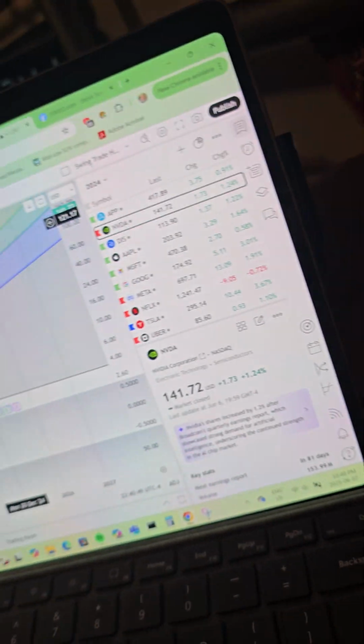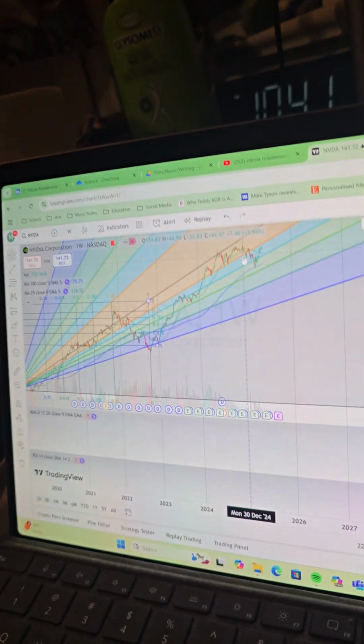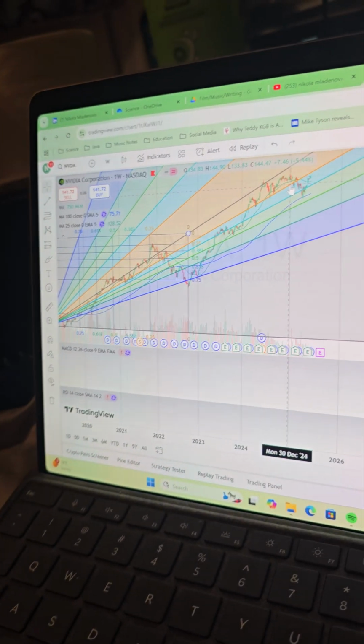So the first thing I do when I look at my big companies to buy, because I only buy blue chip stocks, these big companies.